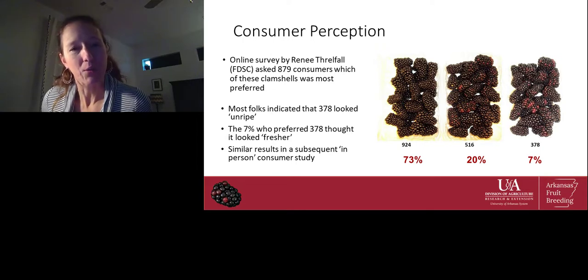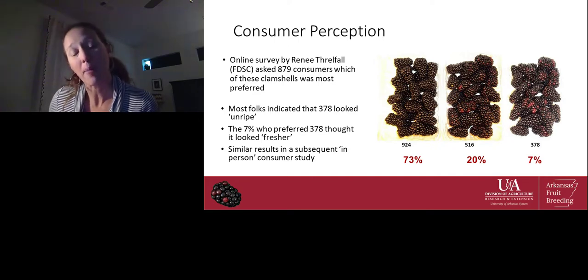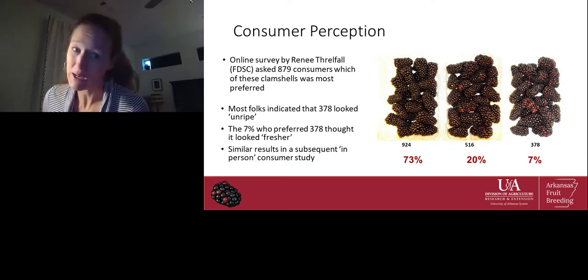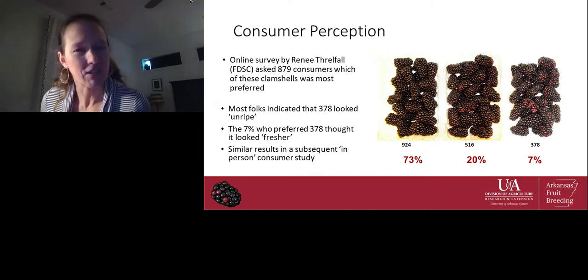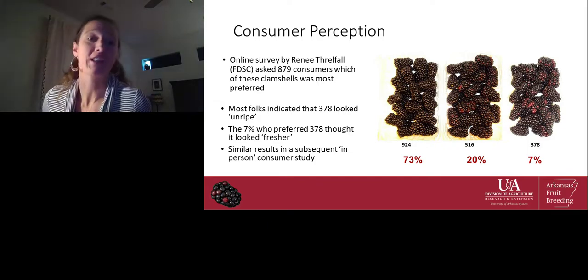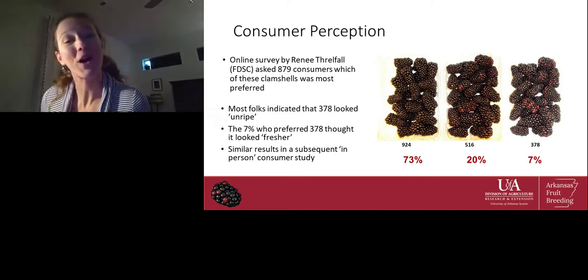73% of people preferred the one with the least reversion compared to only 7% with the most reversion. And we asked people to give us comments about why they made that selection as well. Most folks indicated that they thought that number 378 looked unripe. Of course, we know that that is not what is happening with red drupelet reversion, that these were picked fully black, but consumers don't know that and they think it's unripe and they just haven't turned black yet. The 7% who did like 378 thought it looked fresher, probably because they thought it was unripe.